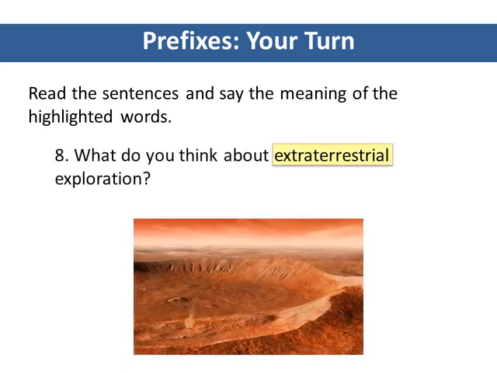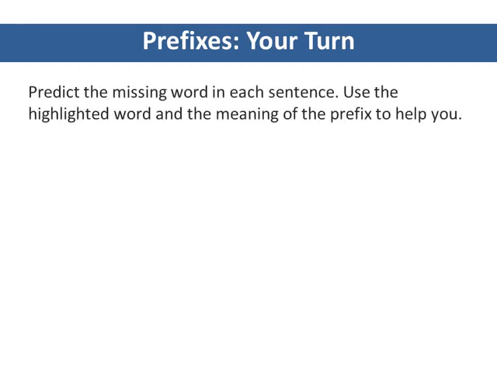Number 8. What do you think about extraterrestrial exploration? Do you remember what terrestrial refers to? It refers to the Earth, so extraterrestrial means outside of the Earth. For additional practice, predict the missing word in each sentence. Use the highlighted word and the meaning of the prefix to help you.